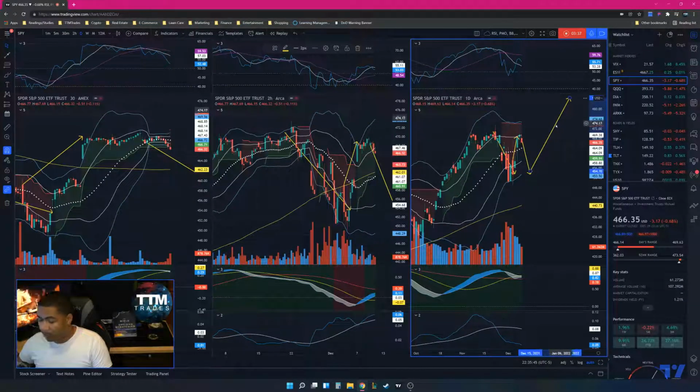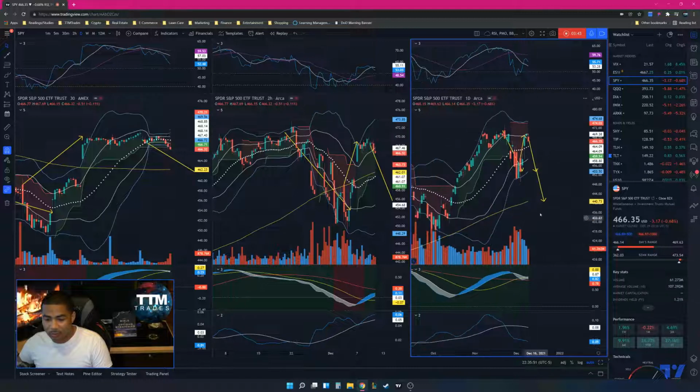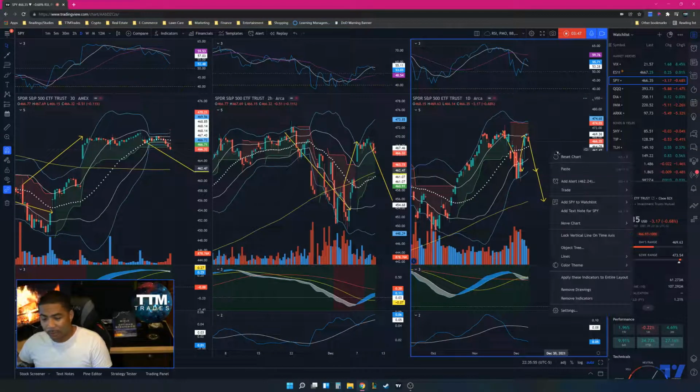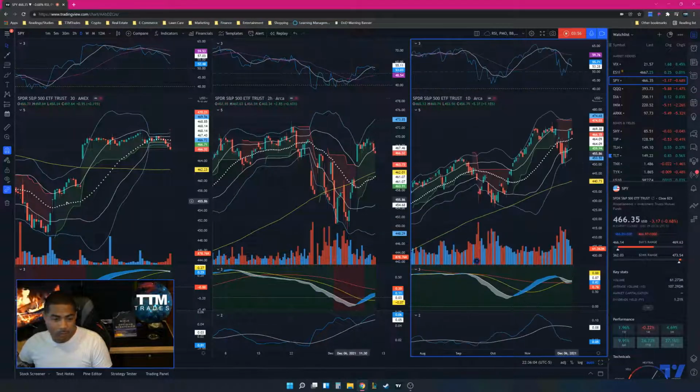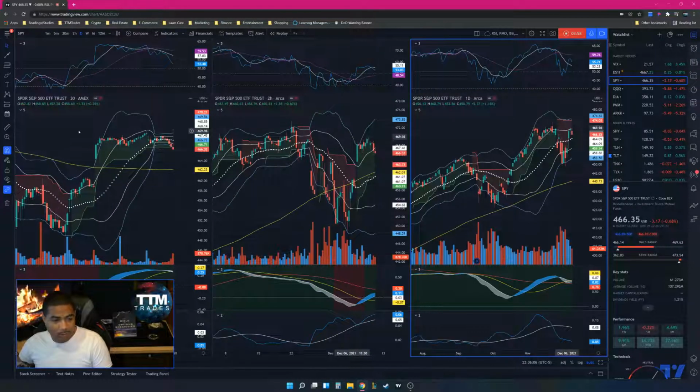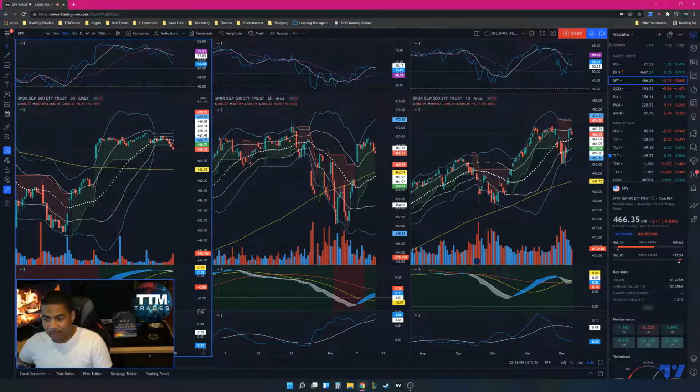Now, if those support levels do not hold, then again, you have the opportunity to come back down here to the 150 SMA, which is sitting at 440, which I've been waiting on this market to hit probably for the past 3 days.